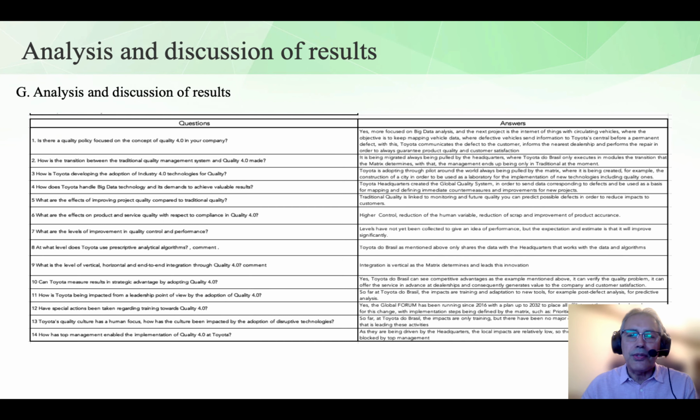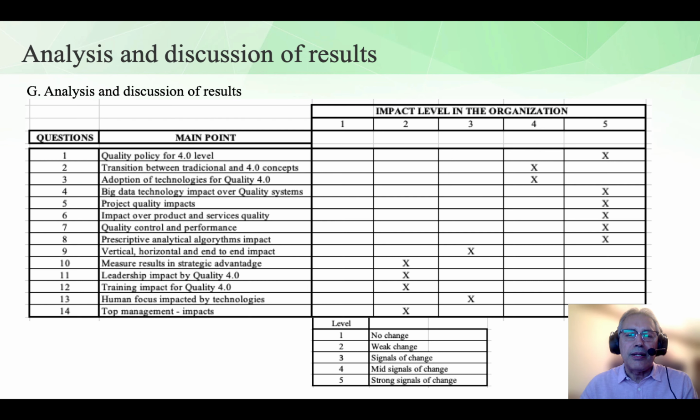We still have the answers of the questionnaire, and here we have just an overview of what happened, and especially we can identify that the quality policy for the 4.0 level is very important. Transition between traditional and 4.0, adoption of technologies, big data technology, project quality impacts, impact over product and service quality, quality control and performance, prescriptive analytic algorithms, vertical and horizontal end-to-end impact are very strong today, impacting all over the organization.